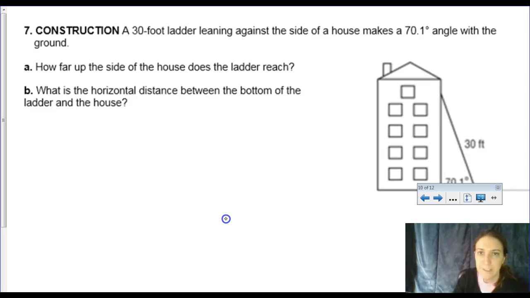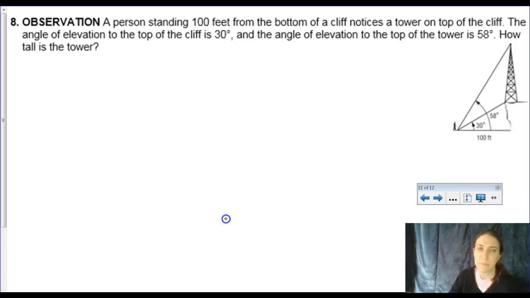Fascinating. Alright, so, oh my gosh. Can we just have a year where we don't do the ladder against a house problem? Guys, it's just so boring. Alright, I'm skipping it. I'm done. I'm the teacher. I can do that if I want. This one's at least more exciting.